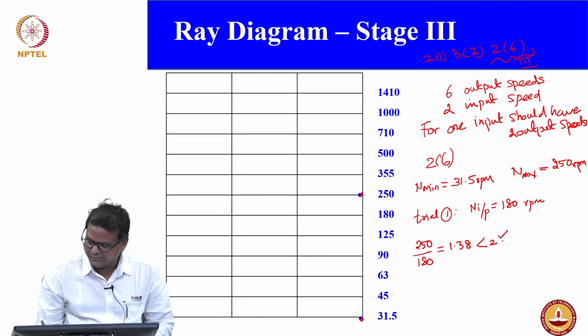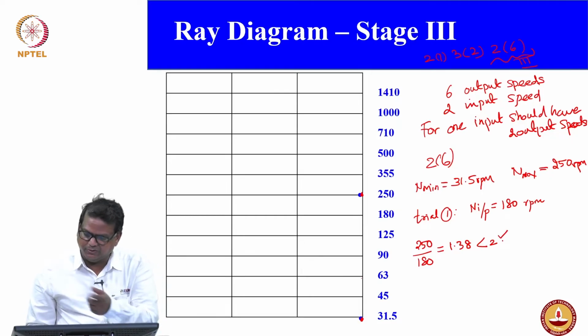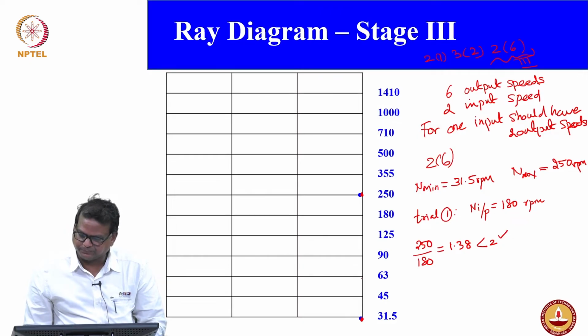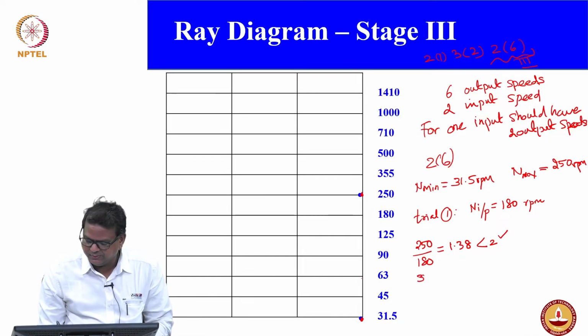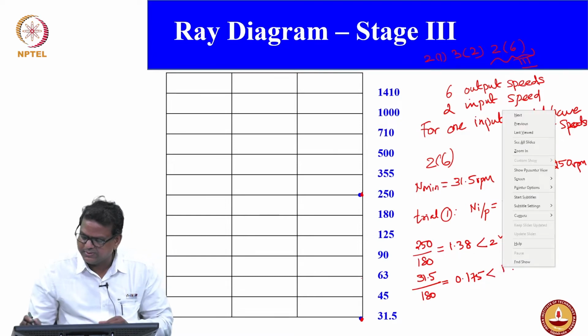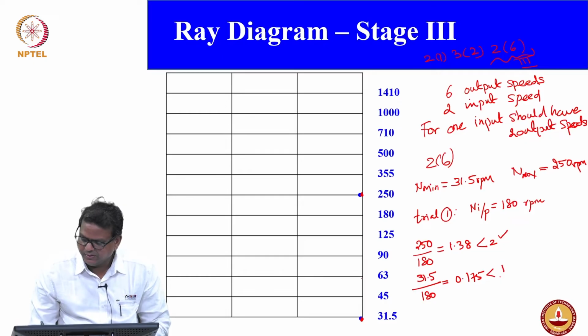Okay, fine. Now I have to go for the minimum aspect, is it not? So, when you do the minimum aspect, 31.5 divided by 180 gives me 0.175, which is less than 1 by 4, which is not correct. So, that is not satisfying. Okay. So, what should we do?